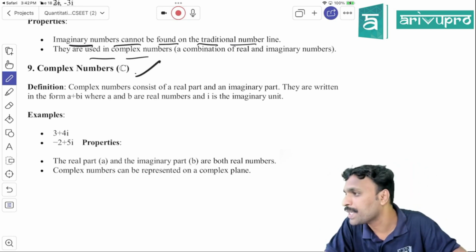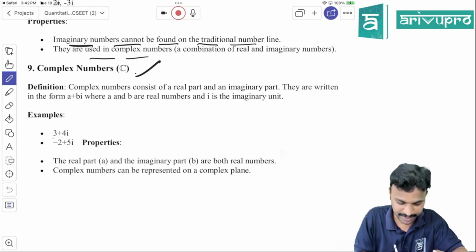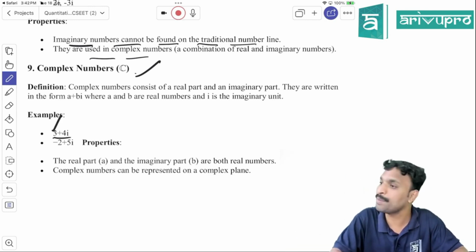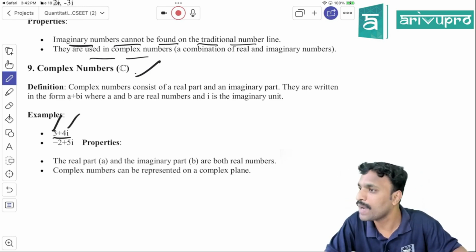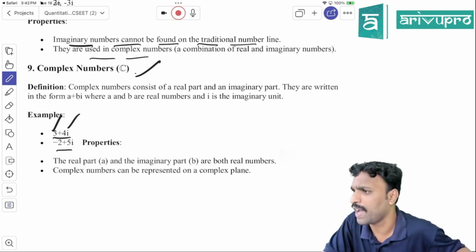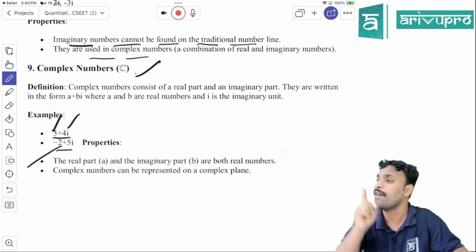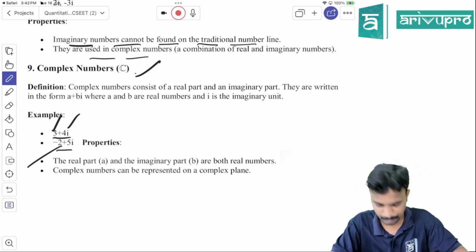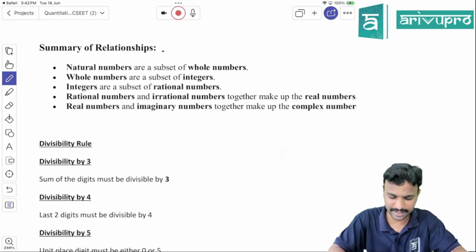So, what is a complex number? A combo of real and imaginary. As you can see, 3 plus 4i. 3 is a real number, 4i is imaginary. So 3 plus 4i is a complex number. Similarly, minus 2 plus 5i. This is also a complex number, because minus 2 is real, 5i is imaginary. Clear? Then we summarize the relationships.